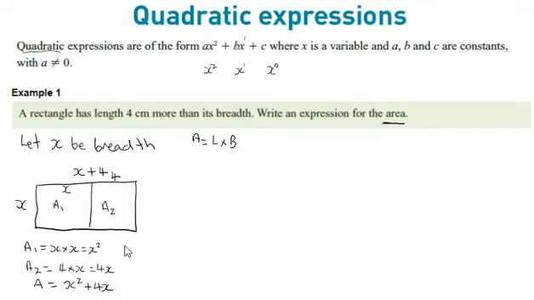Now you might say, well, that's crazy. I know an easy way to do that, and of course you do, because we can just say, well, the area is the breadth times the length, so I can do x times the whole length, which is x plus 4.